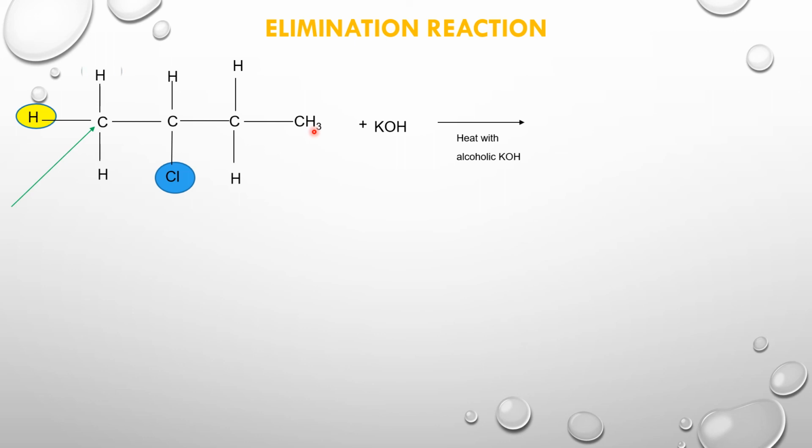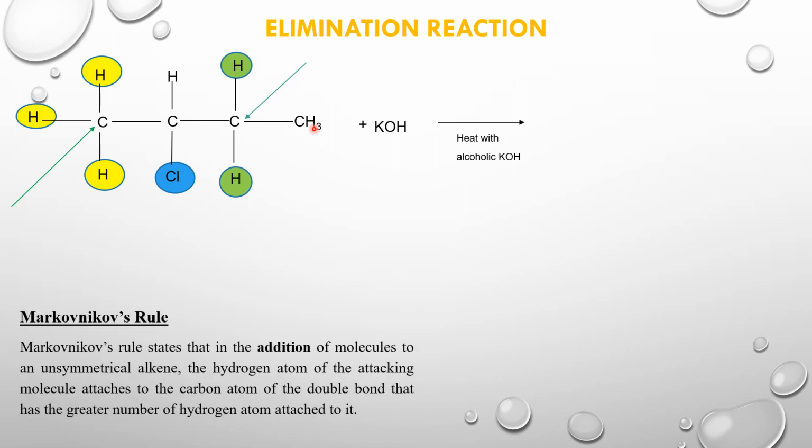This particular carbon has 1, 2, 3 hydrogens, and the other carbon, with the arrow there, has 1 and 2 hydrogens only. This group is a methyl group, it is not hydrogen. So you have to look at which carbon has fewer hydrogens, and that is where Markovnikov's rule comes in. Let's read this rule and understand. It states that in an addition reaction of the molecule, the hydrogen atom of the attacking molecule will attach to the carbon which has more hydrogen atoms.